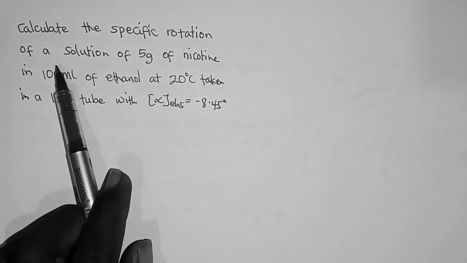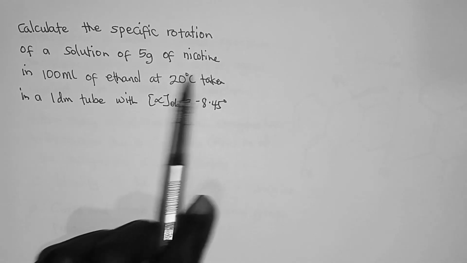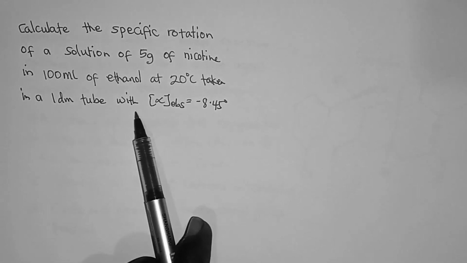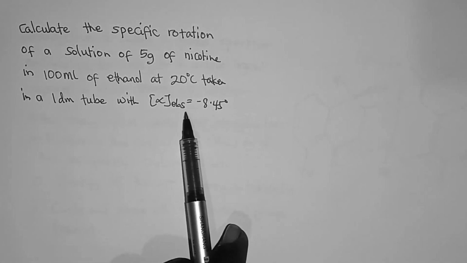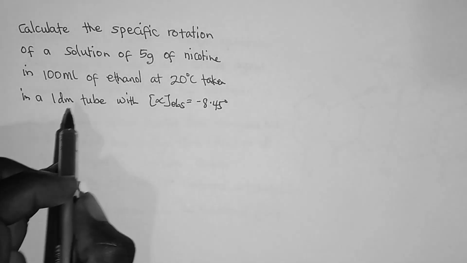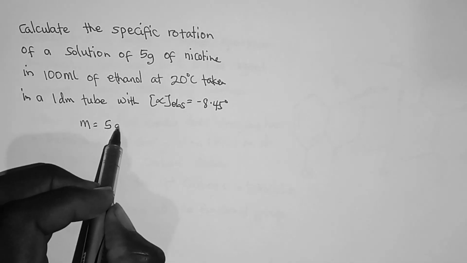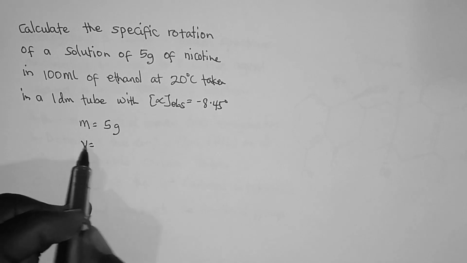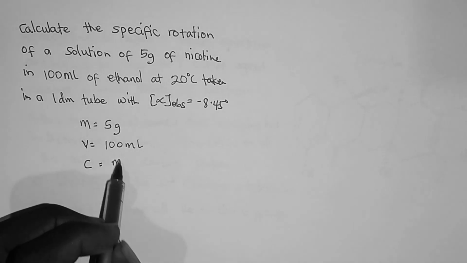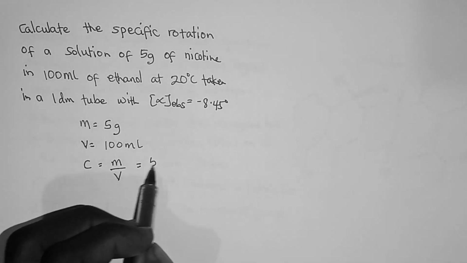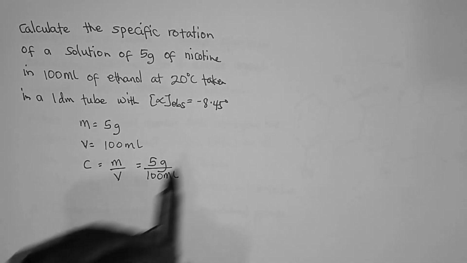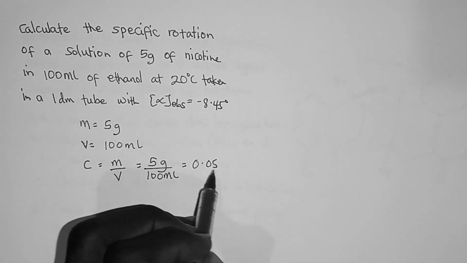Calculate the specific rotation of a solution of 5 grams of nicotine in 100 ml of ethanol at 20 degrees, taken in a 1 decimeter tube. The observed rotation is minus 8.45 degrees. So the mass that was given is 5 grams, and the volume is 100 ml. Therefore, you can calculate concentration, which is equal to mass over volume. So this is equal to 5 grams divided by 100 ml, and this is equal to 0.05 grams per ml.